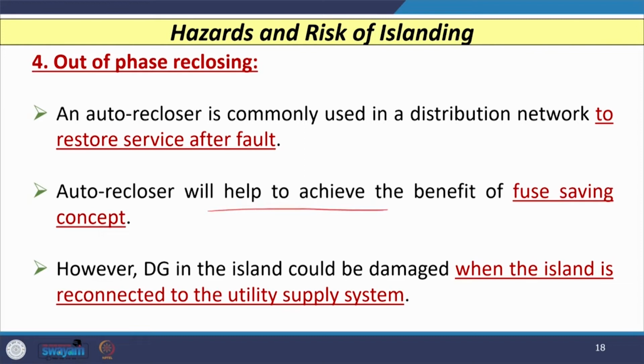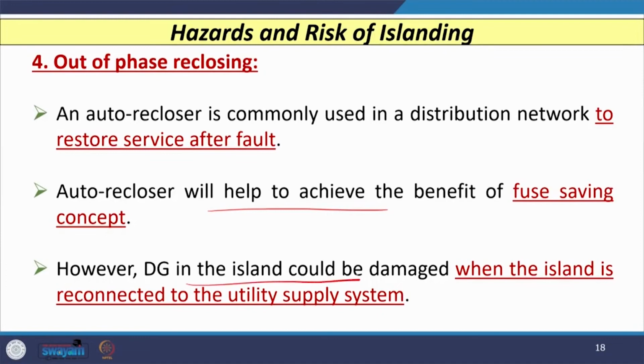We have discussed earlier that when we consider the auto recloser, that means a breaker having a reclosing facility, and if we have a fuse, then the characteristics of recloser and fuse are coordinated with each other. For any temporary fault, the recloser in the fast mode should operate first, whereas the fuse will operate later on, and this is known as the fuse saving concept. We have also discussed that when DGs are connected, this coordination may be lost. However, a DG in the island could be damaged when the island is reconnected to the utility system or network.